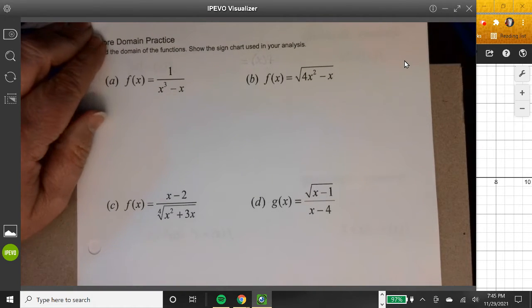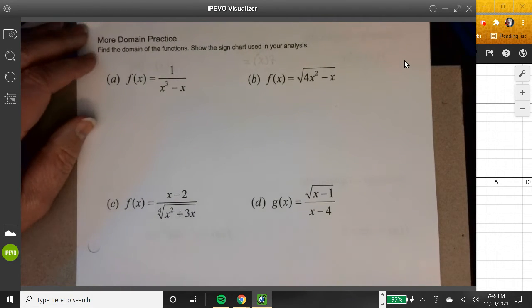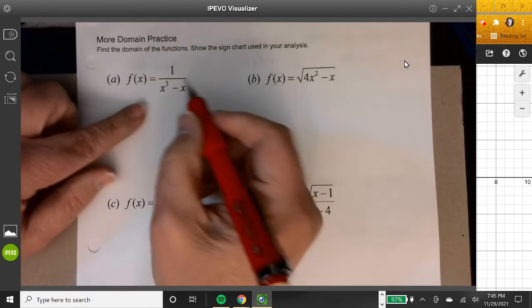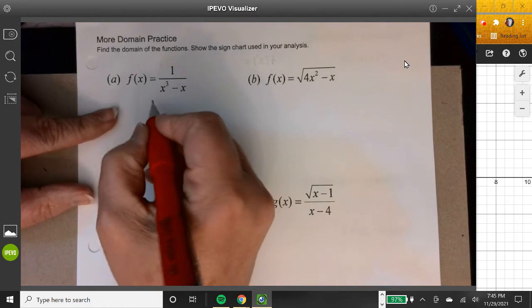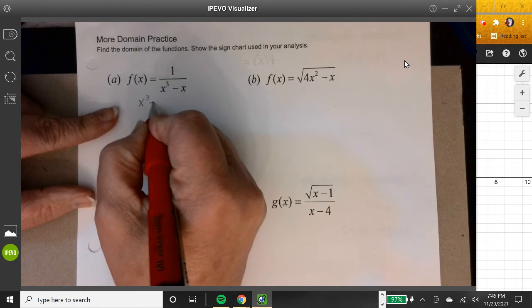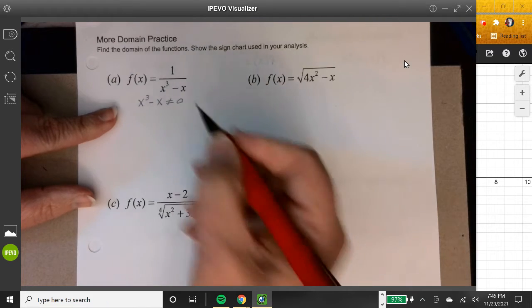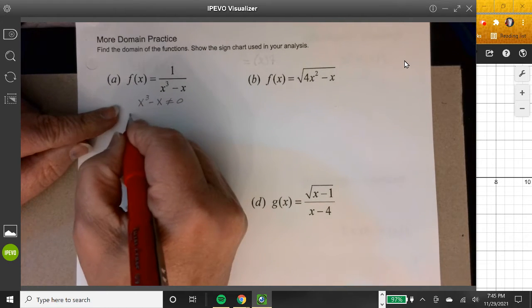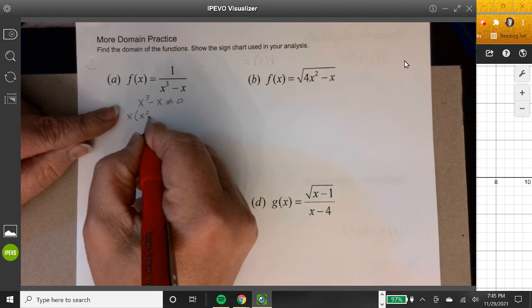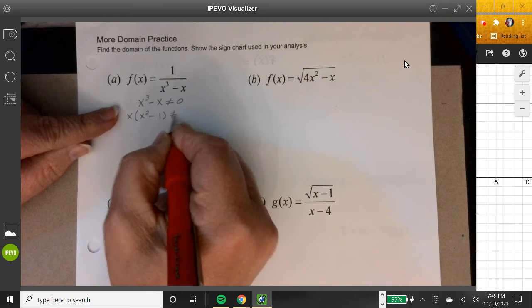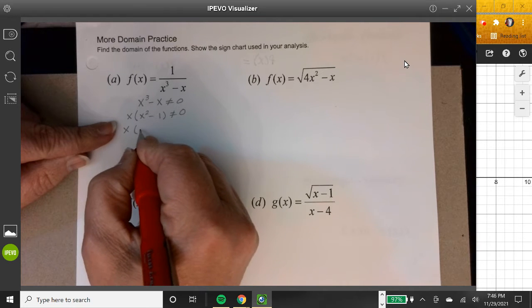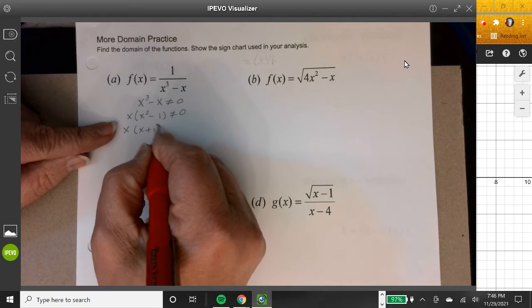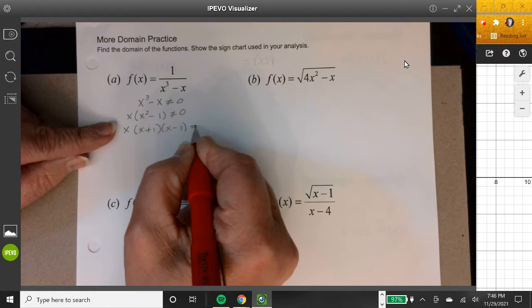So this says find the domain of the function, so show the sign chart used in your analysis, okay? This is the situation where I have a denominator, and the denominator can't be equal to 0. So x cubed minus 1 can't be 0. I'm going to factor the left side by factoring out an x, and I'm left with x squared minus 1 can't be 0. But I can factor a little bit more because this is a difference of squares. So this is x times x plus 1 times x minus 1 can't be 0.